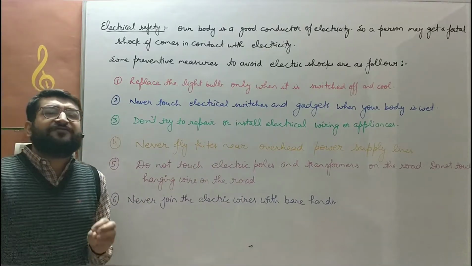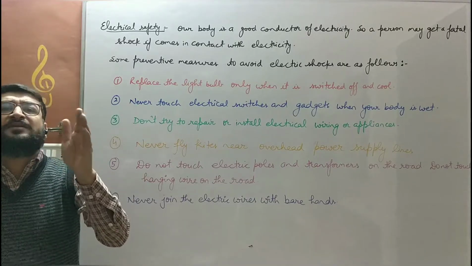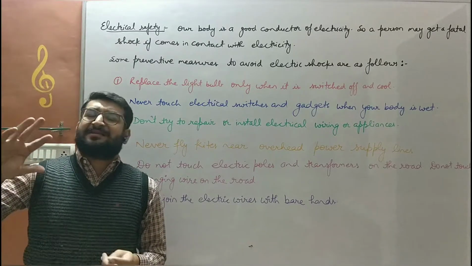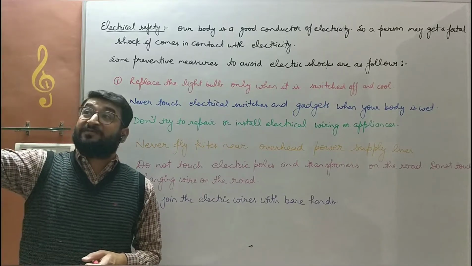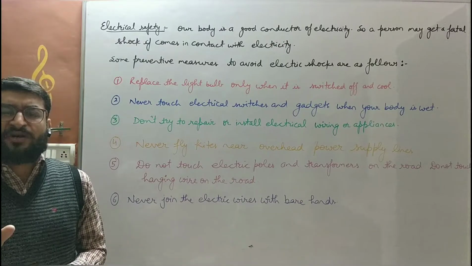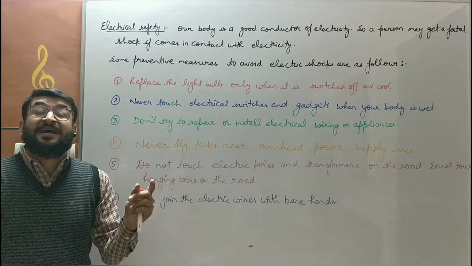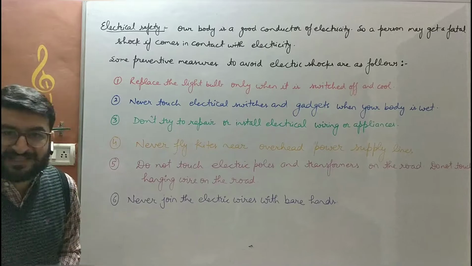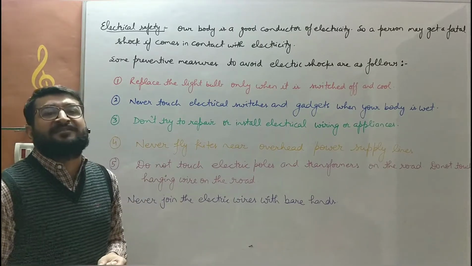Next, never fly a kite overhead your wiring systems. Whenever you fly a kite, bache, that kite may get caught in that wiring, and that thread may give you an electric shock. Although thread is a poor conductor of electricity, there are chances that it may be a wet thread and can give you an electric shock. So never fly kites near overhead power supply lines or overhead electric wires.